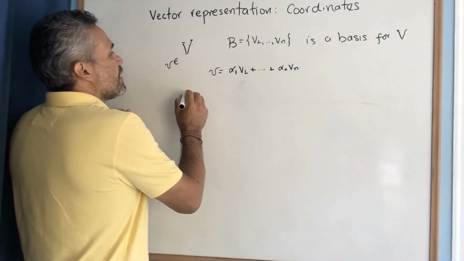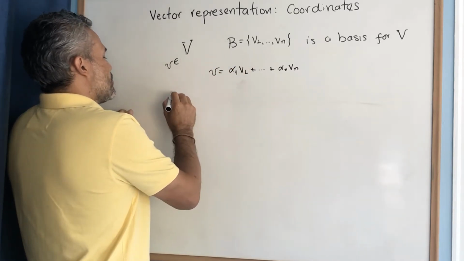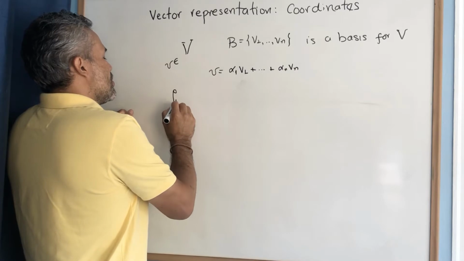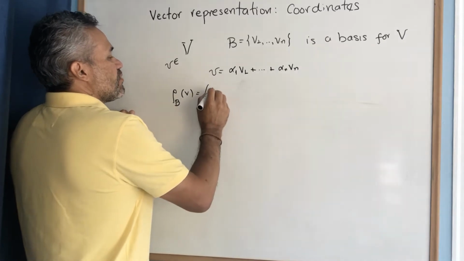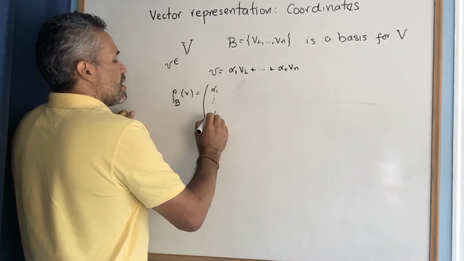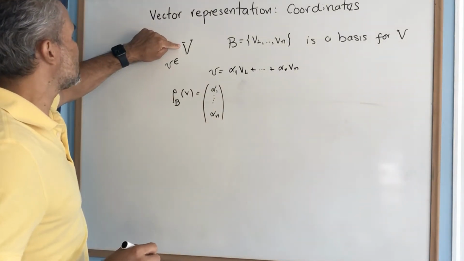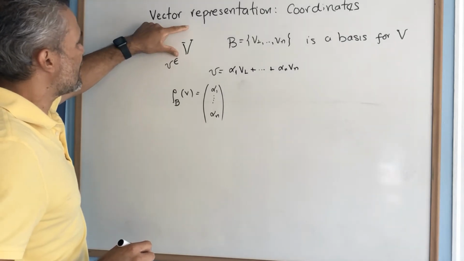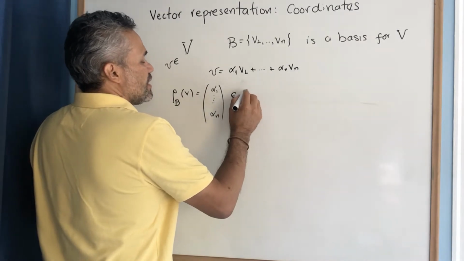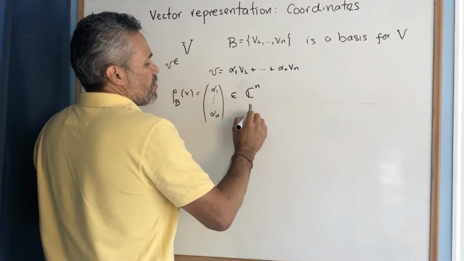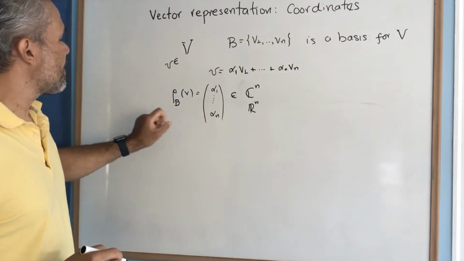We will be calling this the representation of v with respect to this basis, and we're going to denote it like this: the representation with respect to the basis B of the vector v is the vector alpha 1 to alpha n. Notice that this space V can be a space of polynomials, of matrices, or any vector space, but the representation is going to be a vector in either C^n or R^n, depending on whether we are working in the complex numbers or the real numbers.